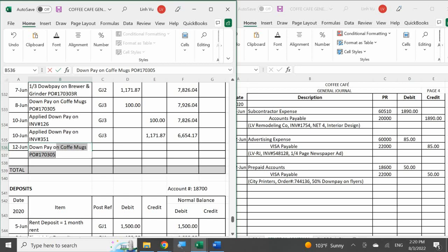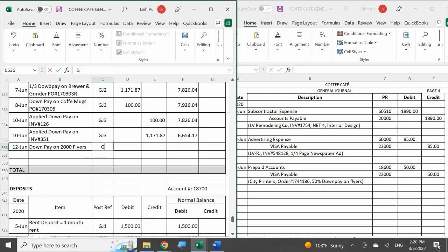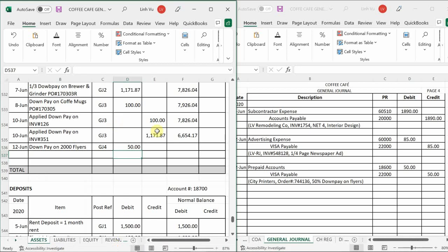Down payment on 2,000 flyers. Okay. General journal page 4 still. And because we have the $50 down payment, right? That will increase my account to 6704.17.